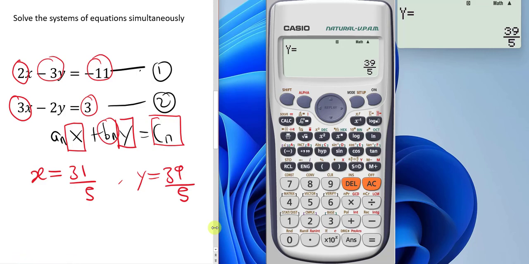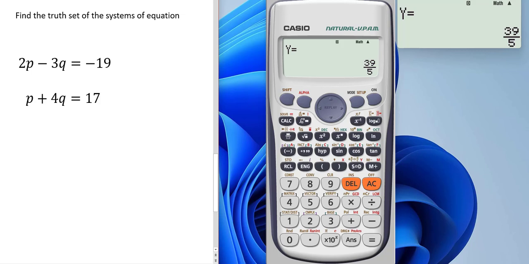Let's try another example. This time around, the two main variables are p and q. But don't forget that the calculator has the default variables x and y. So you have to take note of this. Once again, the question is asking us to find the solution set of the systems of equations. In the equation, we have 2p minus 3q is equal to minus 19, and p plus 4q is equal to 17. So this is our equation 1, this is our equation 2.